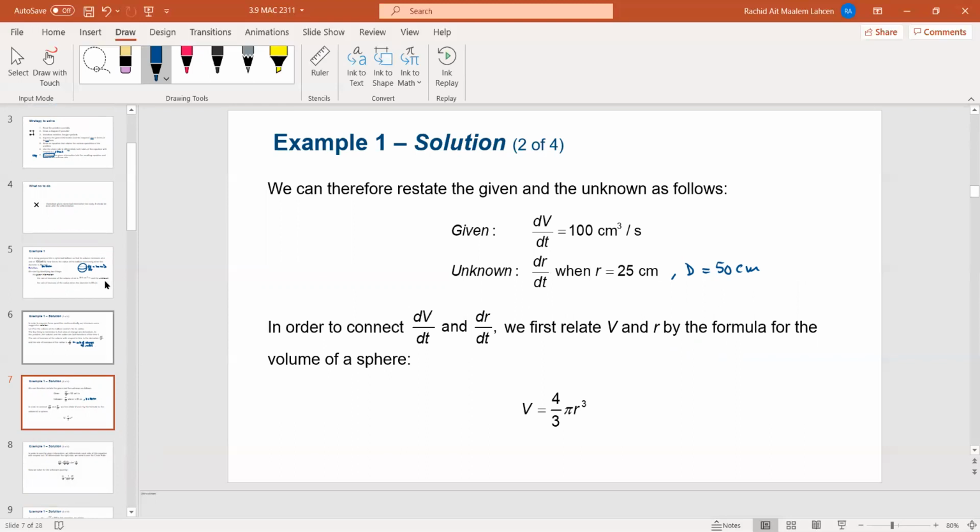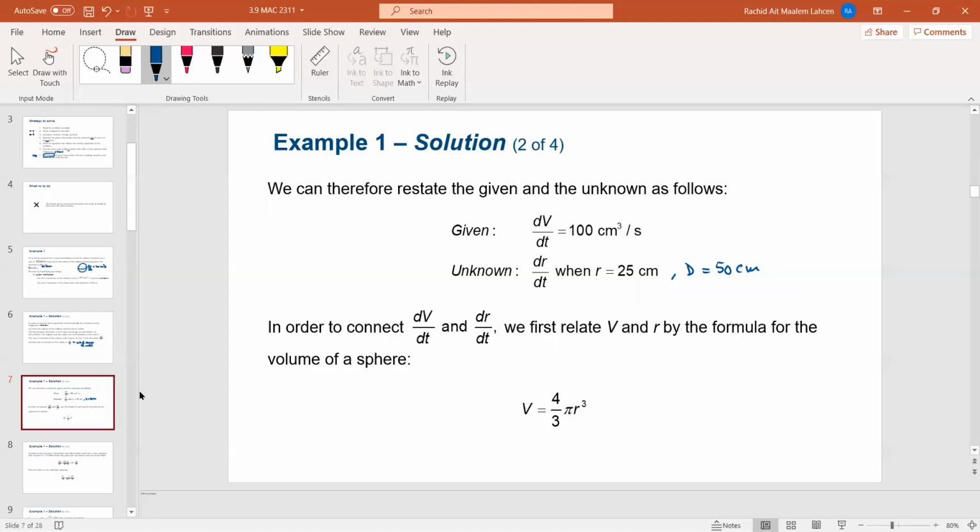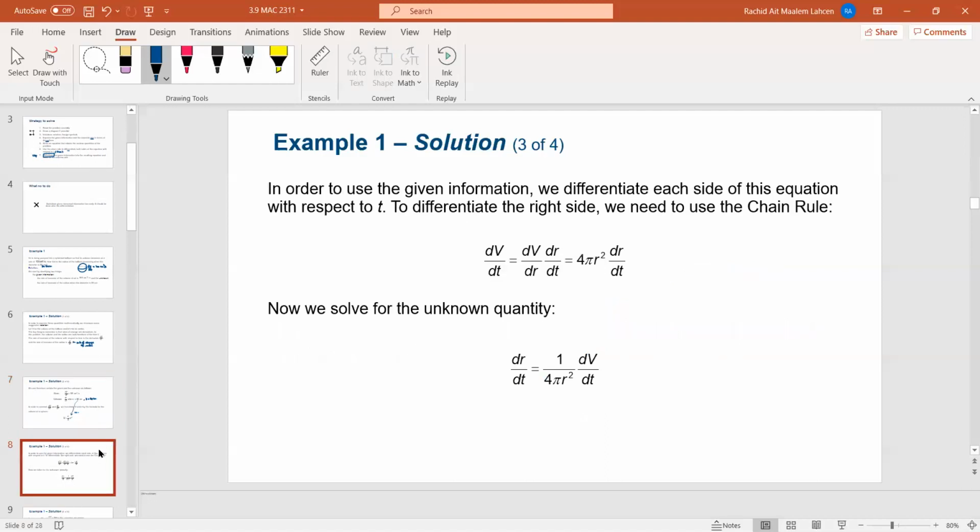So what is the governing equation? We write an equation that relates the various quantities of the problem. The volume of a sphere is given by the formula V equals 4/3 pi r cubed. We're not going to substitute r or anything like that. We need to differentiate, so we differentiate both sides.